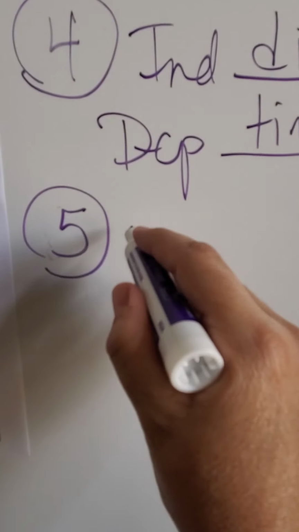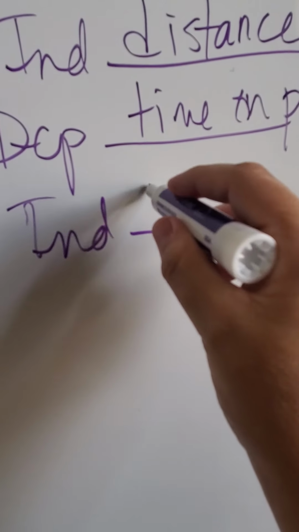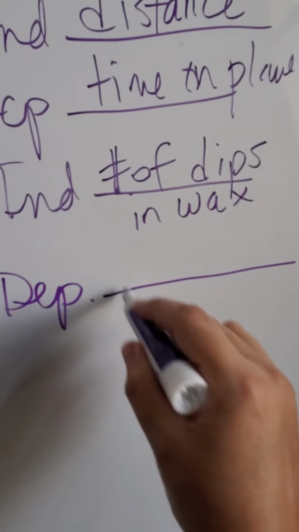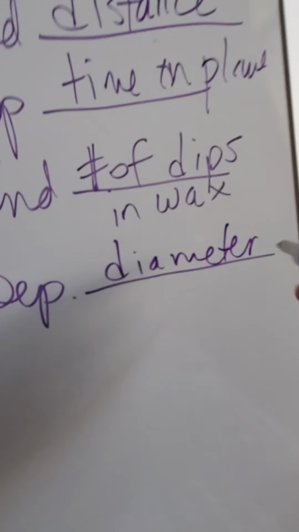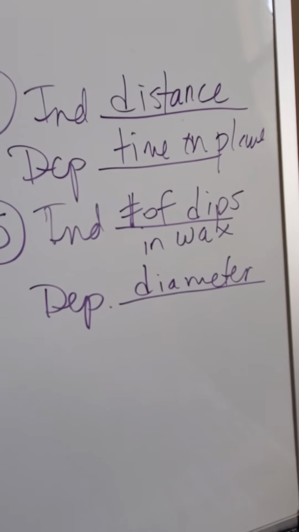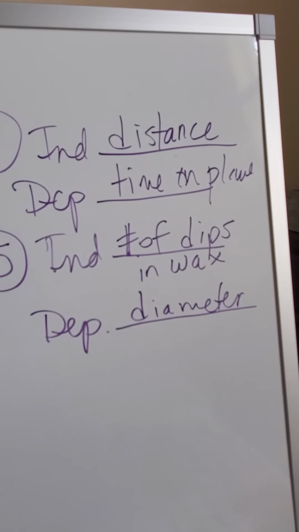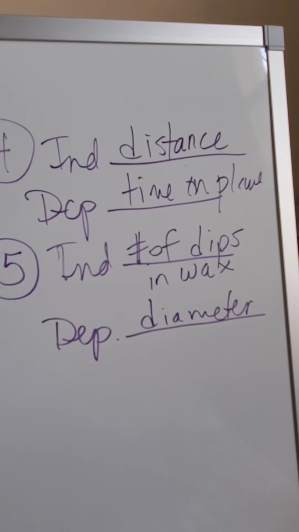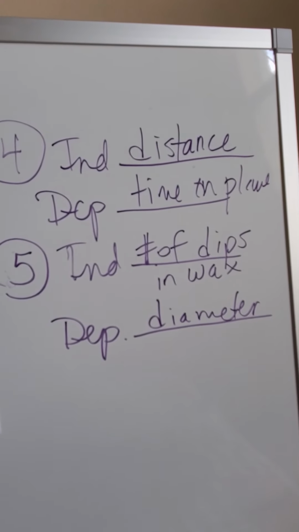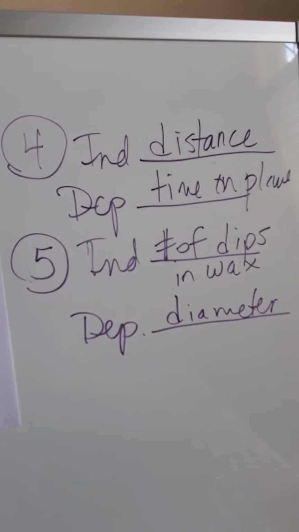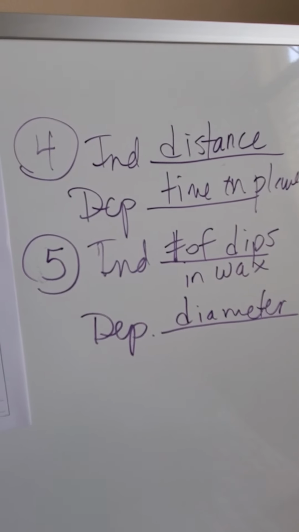So the independent in this case would be number of dips in wax. I'll put it like that, otherwise it sounds weird. And then dependent would be the diameter, okay? Now, some people might argue with this one, and this is why I would not put it on a test. Let's say you are making candles for people and they tell you they want a certain diameter candle, then you would know how many times to dip it. So 5, like I said, is one of those questions that I would not use on a test.